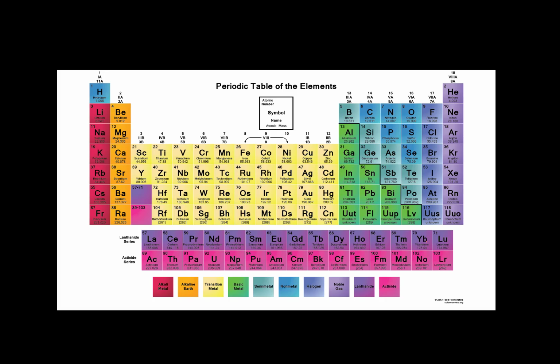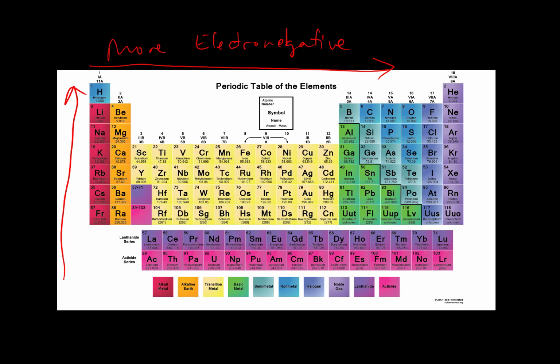All right, so I'm going to draw my arrows up here. As we go in this direction across the periodic table, we have more electronegative. And as we go from the bottom to the top, then we have more electronegative. So on this periodic table, the most electronegative atom is going to be fluorine.